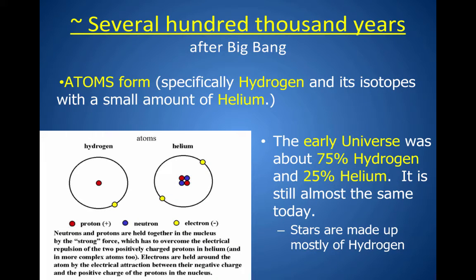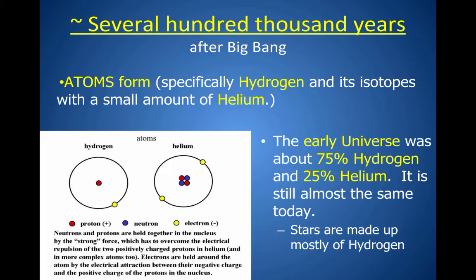So fast forward to several hundred thousands of years after the Big Bang, 300 or 400 thousands of years afterwards, now the temperature has started to drop enough that, as we just said, that process we were just talking about, formation of atoms, can occur. The energy is dispersed enough, the temperature has cooled down enough so that those particles can form atoms.